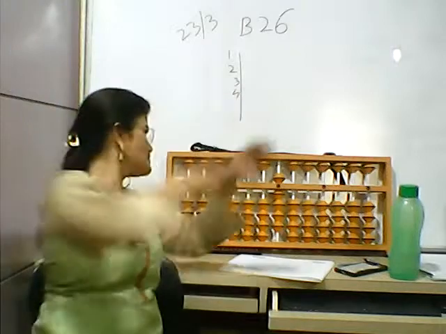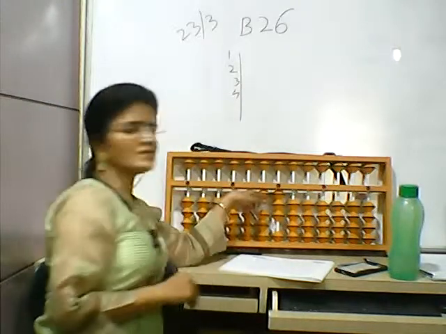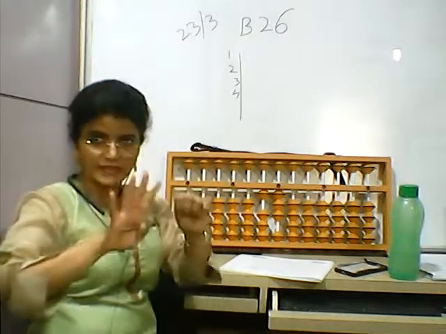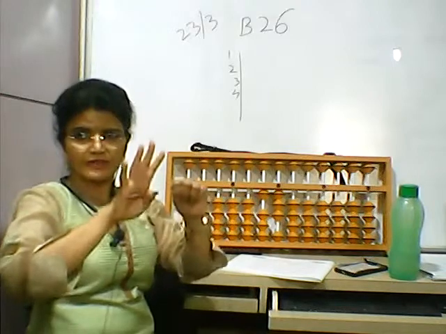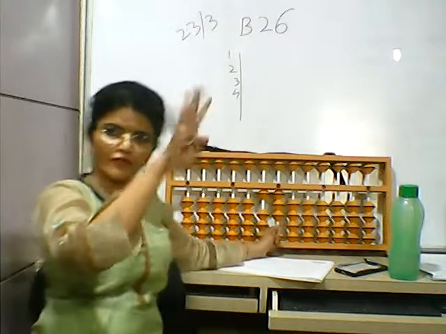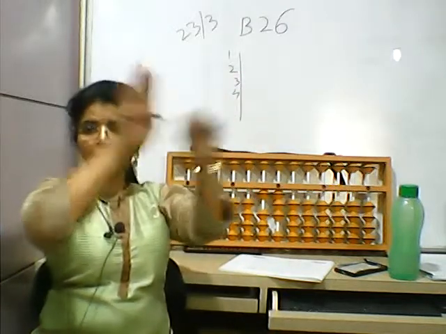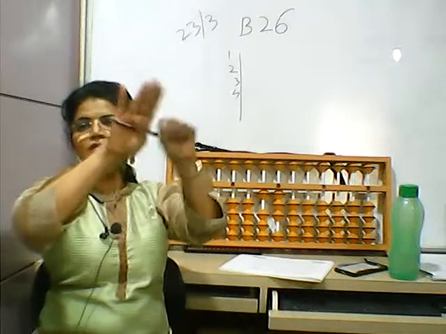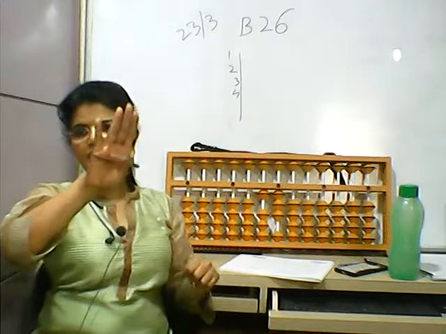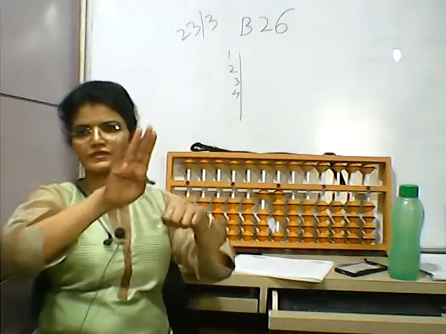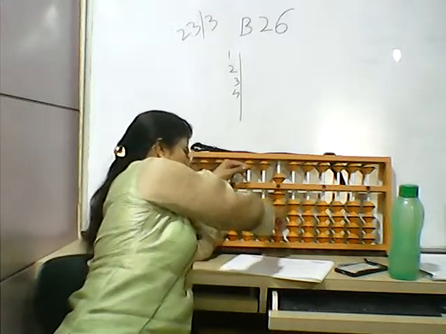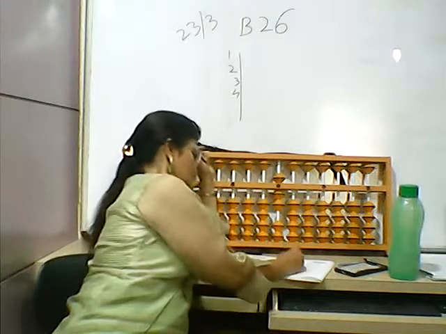Minus 6, plus 10, minus 6. Minus 10, plus 4. Plus 4 nahi hai. So, make complement. Minus 10, plus 5, minus 1. 10 down, 5 down, 1 down. That is 5 and 2, 7.